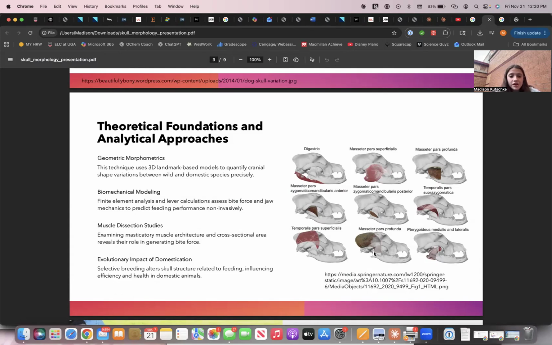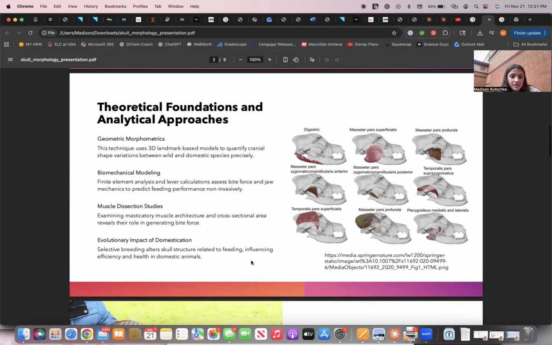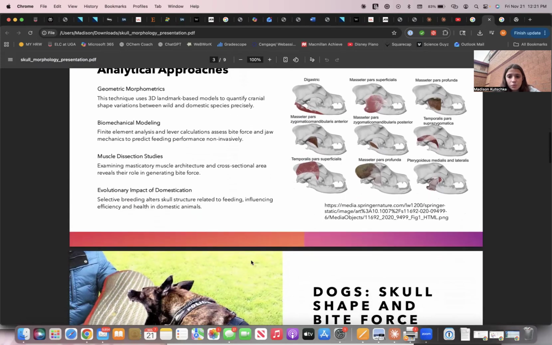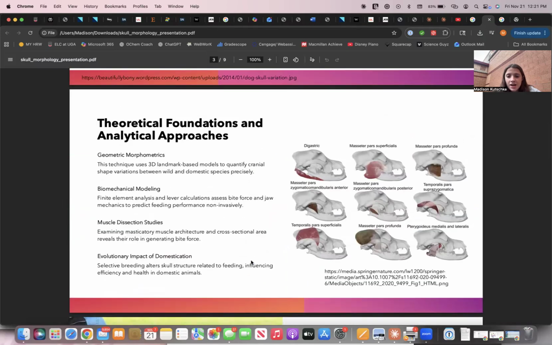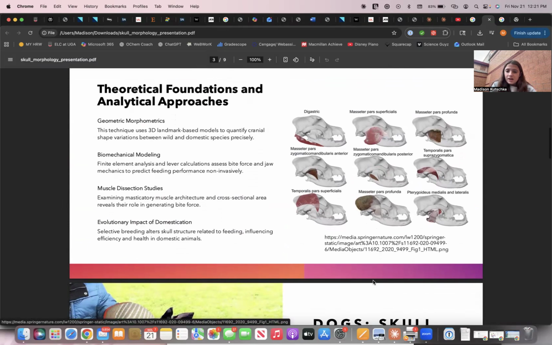And then finally, the evolutionary impact of domestication. Like I mentioned, just breeding all these different kinds of dogs specifically has really led to a lot of health implications and just impacted the kind of diets that they can have as well. So this image right here is an example of using geometric morphometrics. This is muscle dissection through geometric morphometrics. It's specifically isolating each muscle in the skull and showing if it would or would not be present on this specific kind of dog.